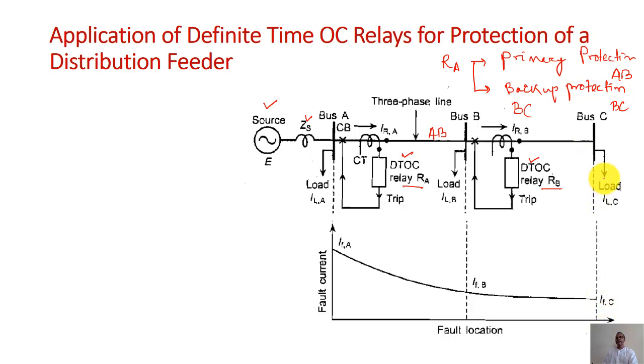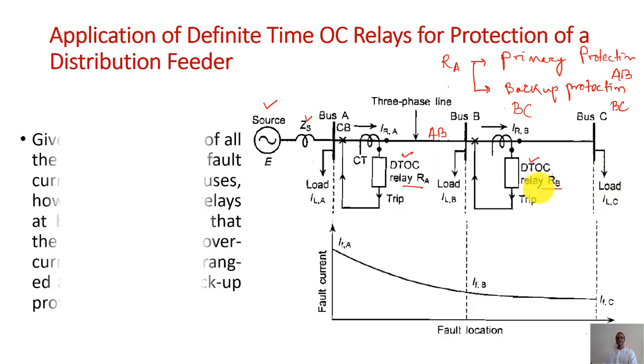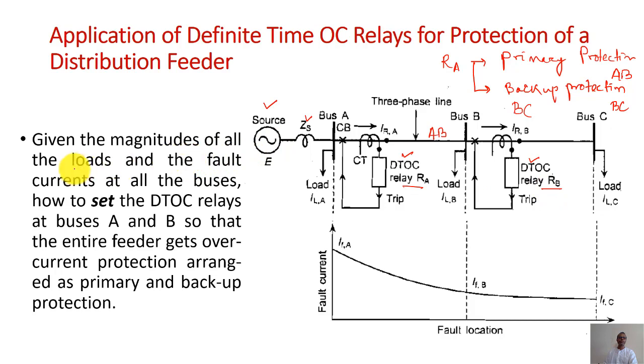So then we can see here that based on the load current and the fault current, we can adjust these two relays, right? Okay. So given the magnitudes of all the loads and the fault currents, suppose we got the magnitudes of the load currents and the fault currents at all the buses, then how can we set the definite time overcurrent relays at bus A and bus B so that the entire feeder gets overcurrent protection arranged as primary and backup protection? So how will we do it? Let us see.